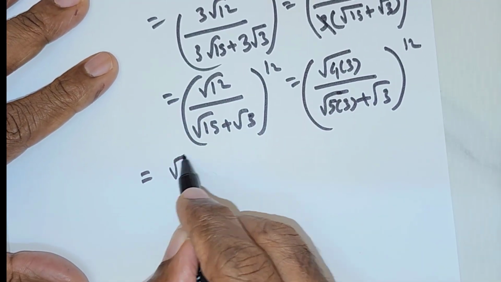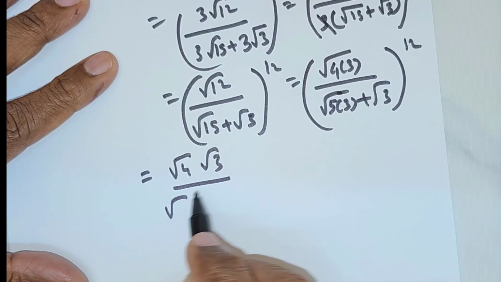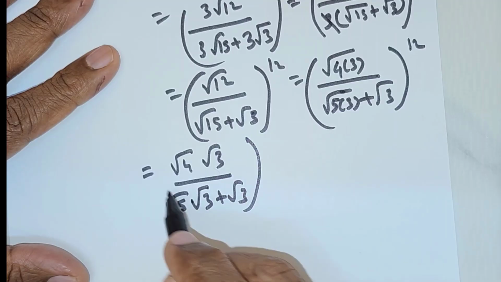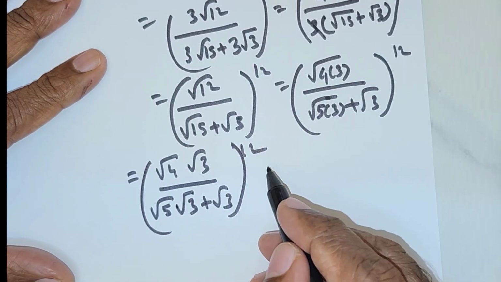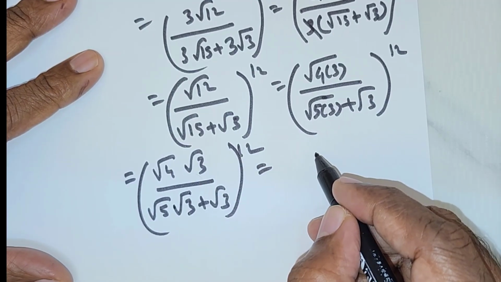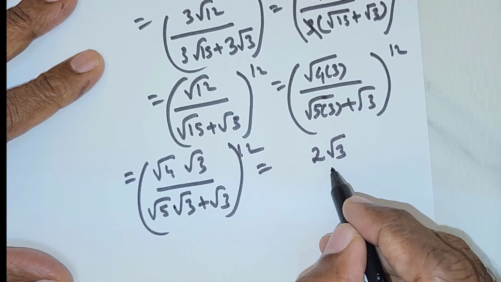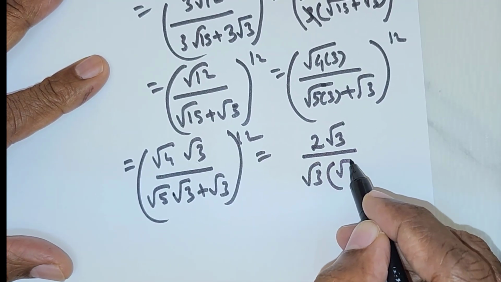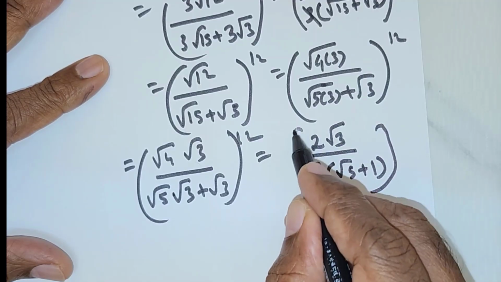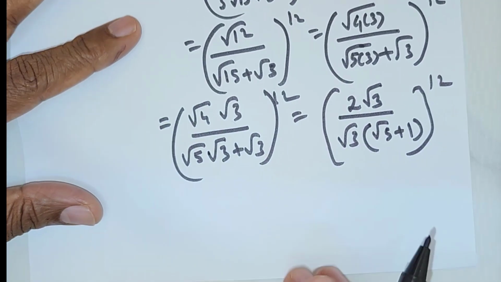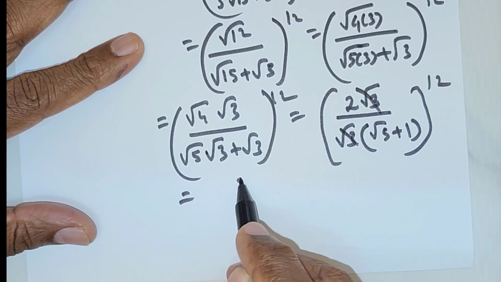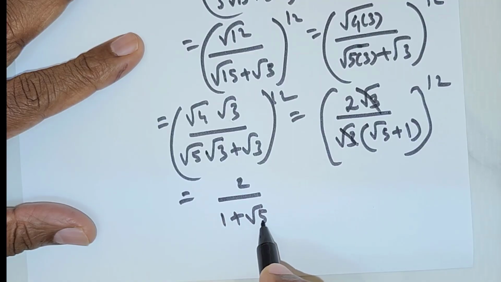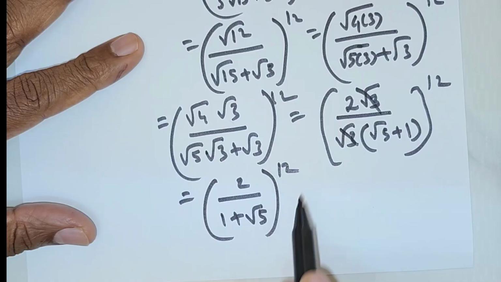Now this can be further rewritten as root of 4 times the root of 3 divided by root of 5 times the root of 3 plus root of 3, raised to the power of 12. Root of 4 is 2, followed by root of 3, and you have a root of 3 in the denominator. So you take the root of 3 out, you get root of 5 plus 1. This entire thing is raised to the power of 12. Now root of 3 can be cancelled, giving you 2 over 1 plus root of 5. This is raised to the power of 12.